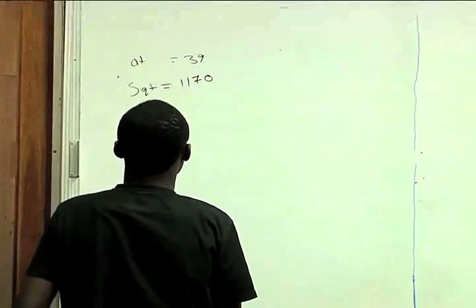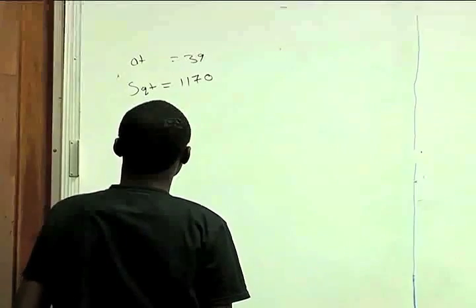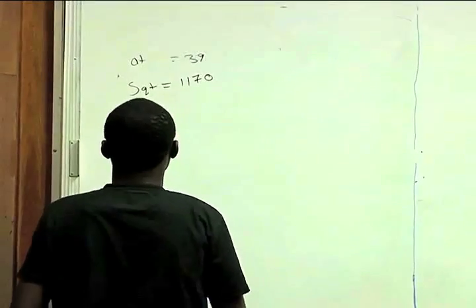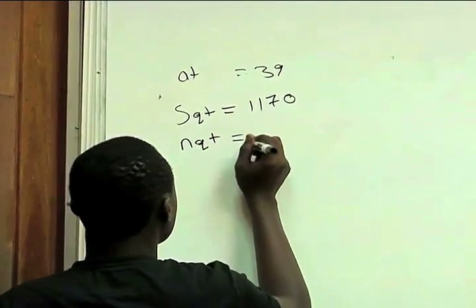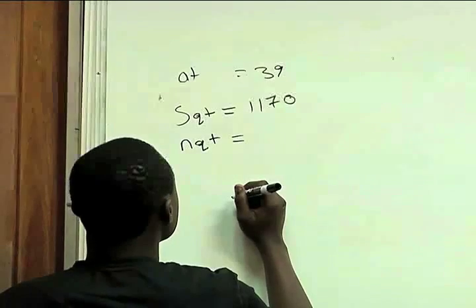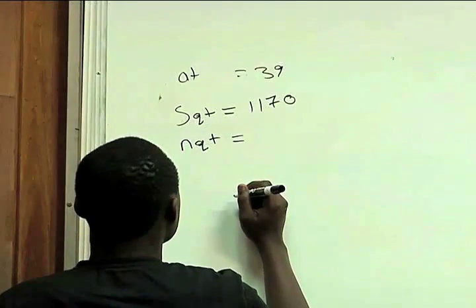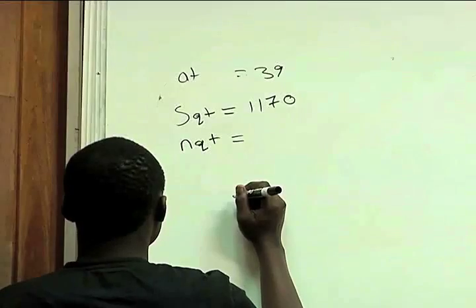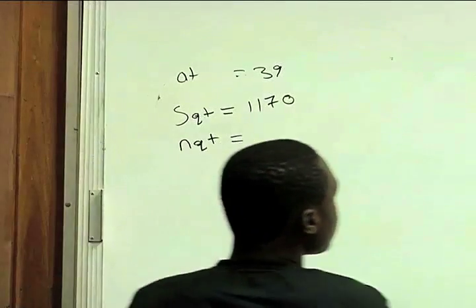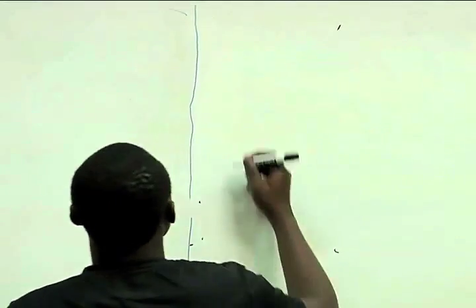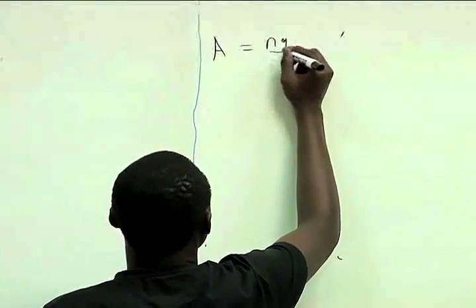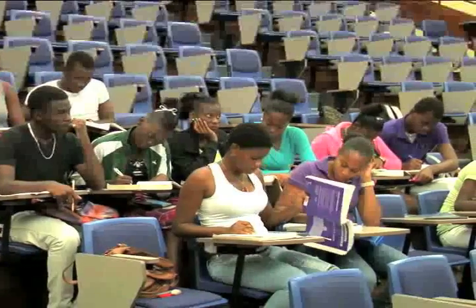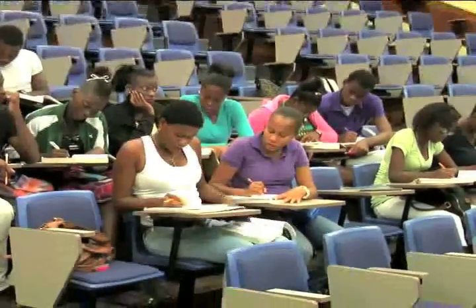Alright now, we want to find NQ teacher. So NQ teacher equals what? What's the formula for NQ? Work out the formula. What's the formula for average? A equals SQ over NQ. That's the formula for average.